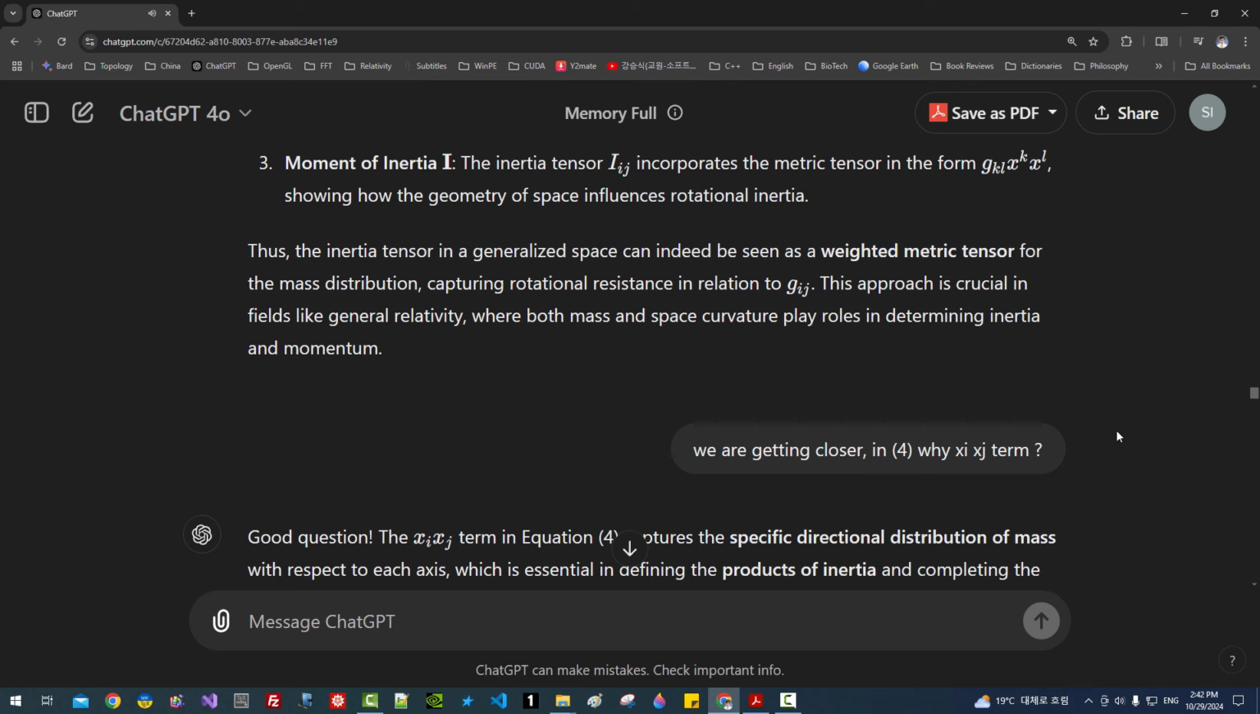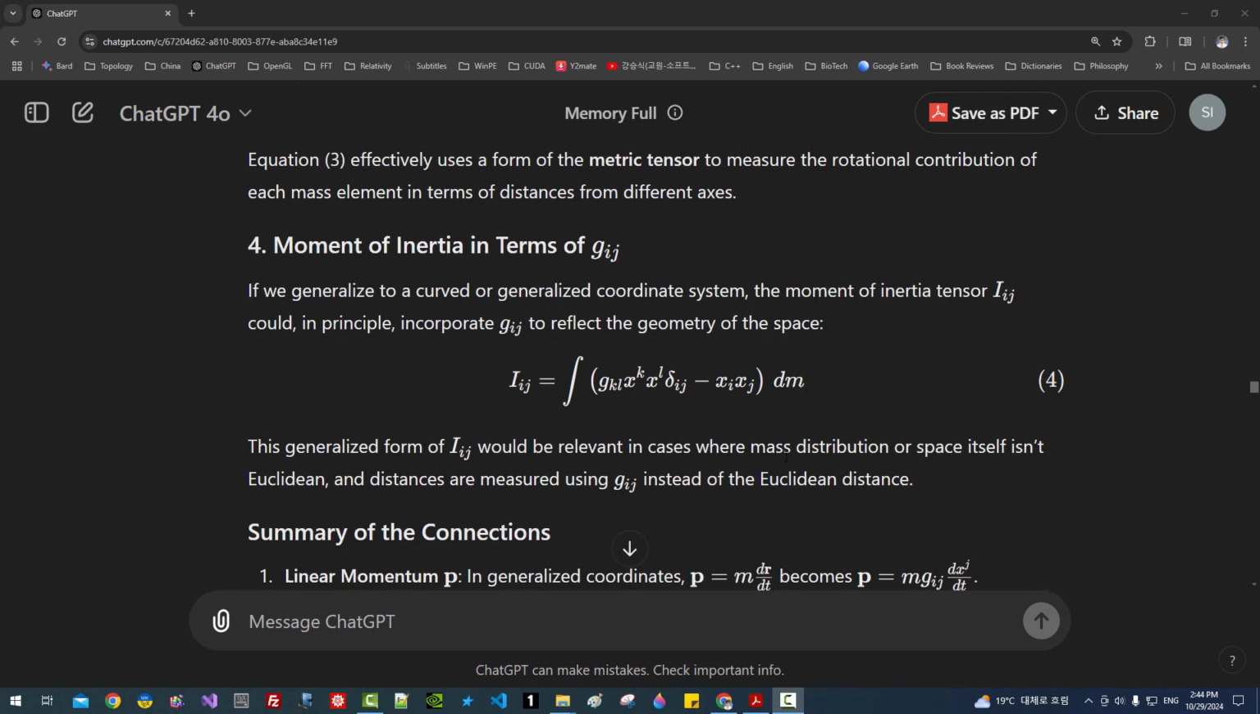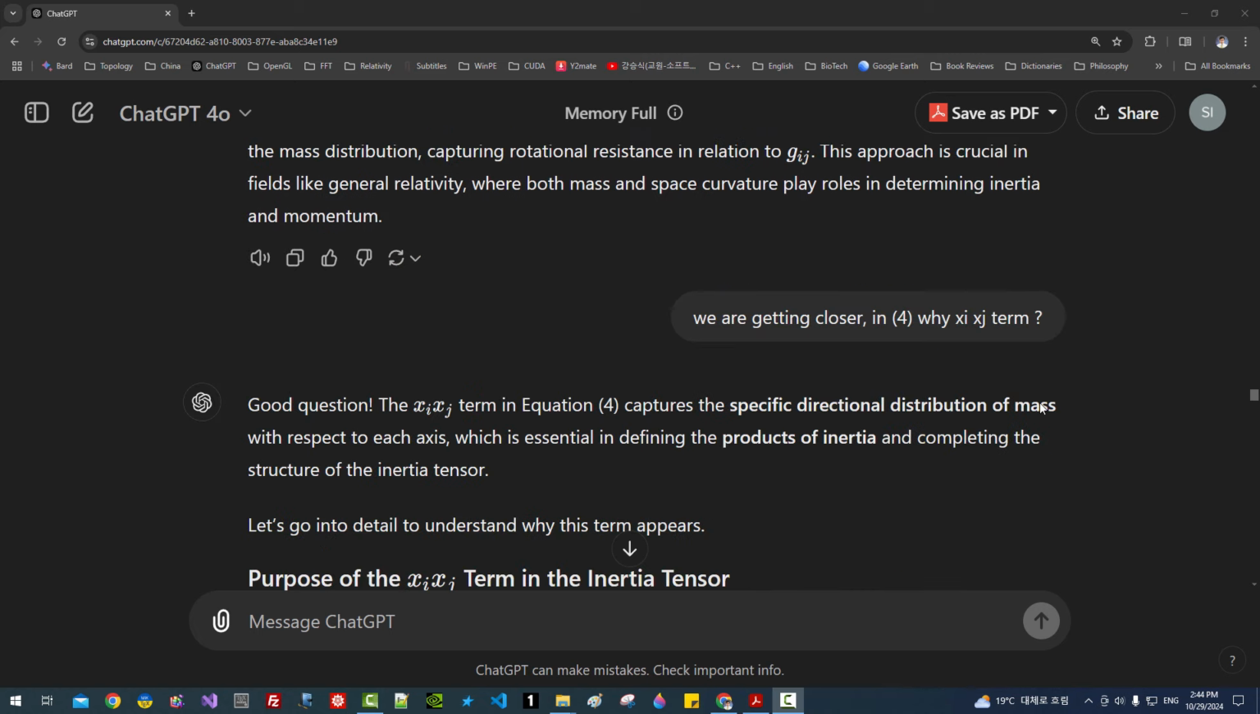This approach is crucial in fields like general relativity, where both mass and space curvature play roles in determining inertia and momentum. If we scroll up, we can find the xi, xj term in equation 4. Scroll down, we are getting closer, in equation 4, the xi, xj term.